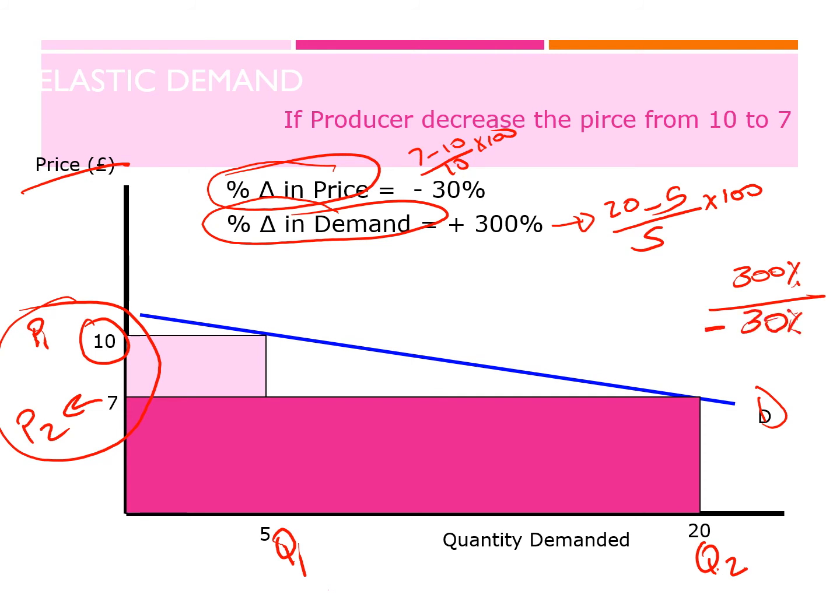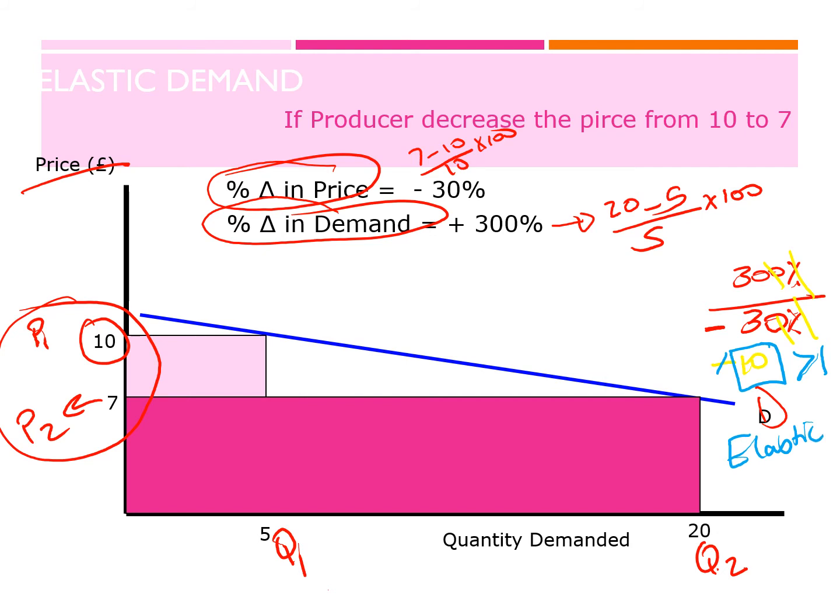This is negative. If you want, again, I tell you, percent and percent, you cancel. 0, 0, cancel. 30 divided by 3, my answer is negative 10. I ignore the negative. My answer is 10. It's greater than 1. So I say my PED is elastic. This is how I calculated it.